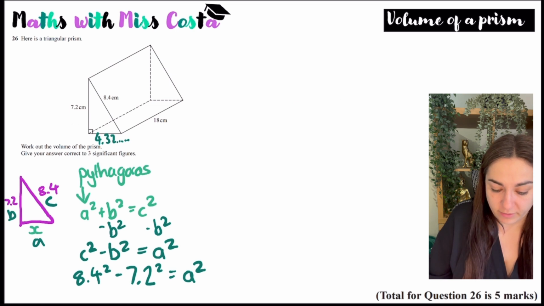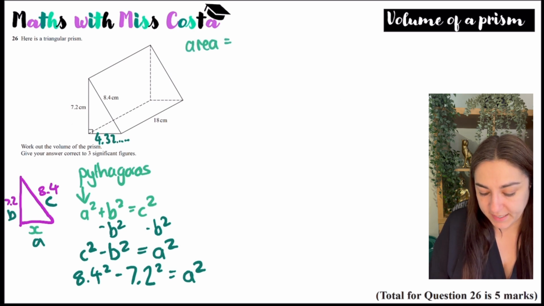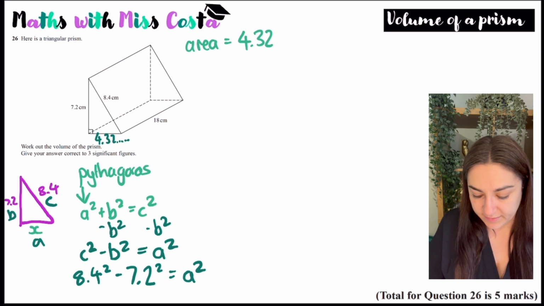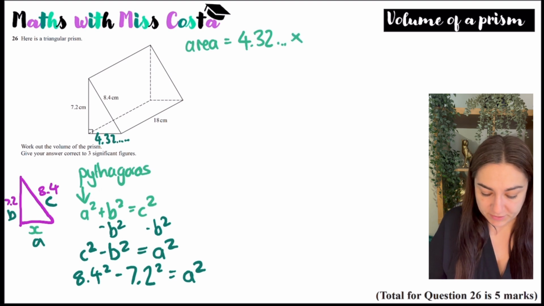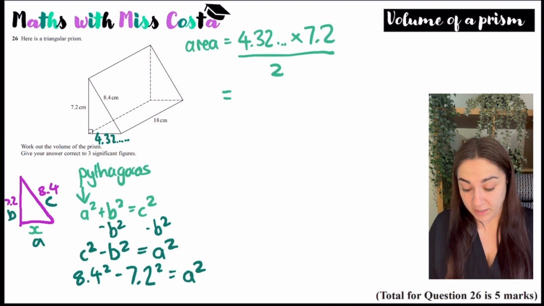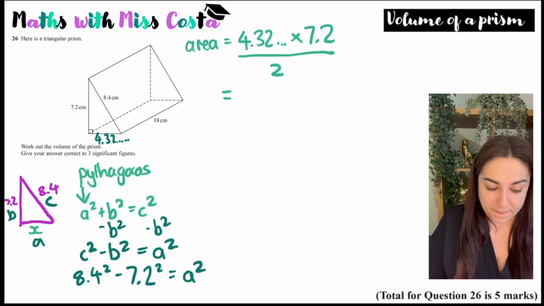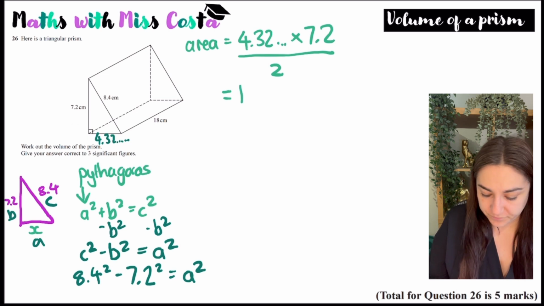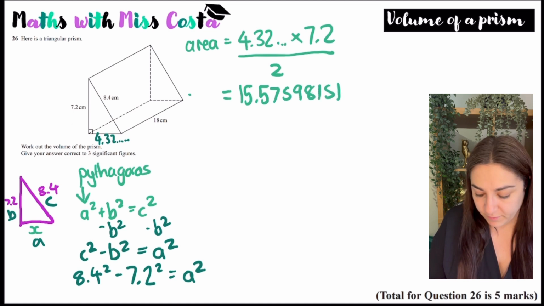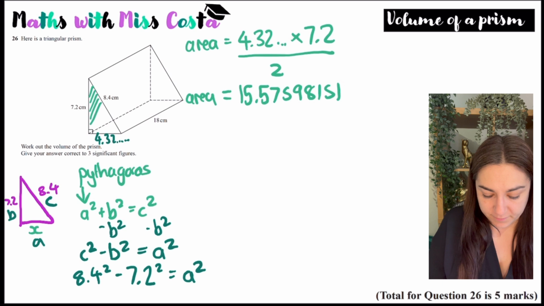So how do I work out the area of a triangle? Like we said before, it's base, which is 4.32. And I can just save that in my calculator. I don't touch my calculator, and then I don't need to write everything out. So I'm going to do base times by height, 7.2, divided by 2. So 4.32 I leave on my calculator. I times it by 7.2. And then I divide by 2. So I know the area is 15.57598151. And that's the area of the front of the prism.